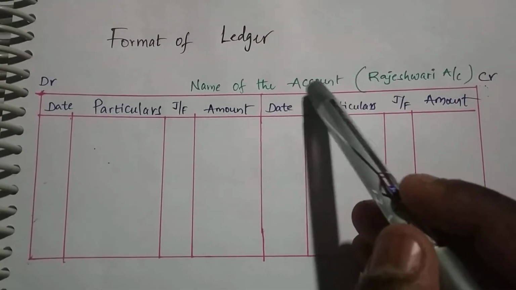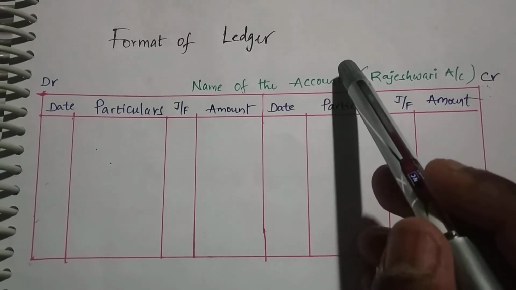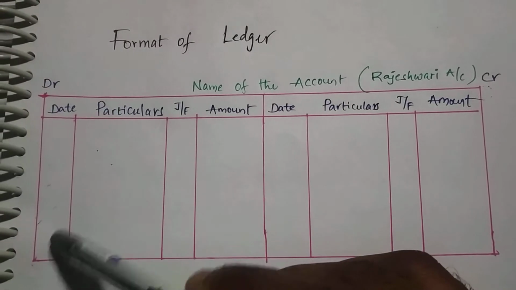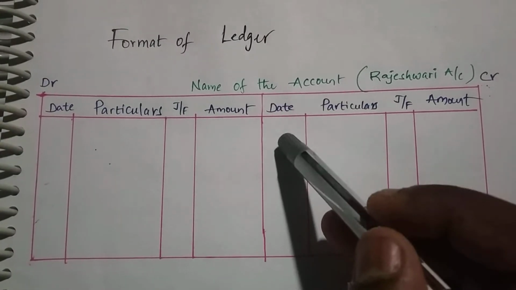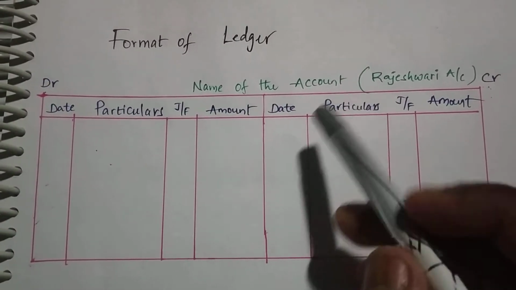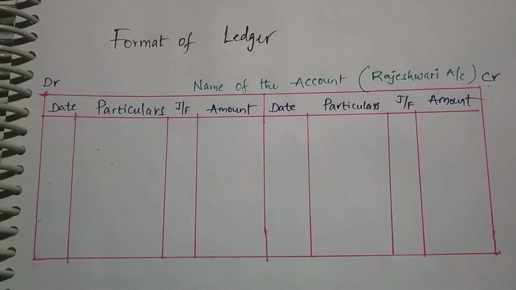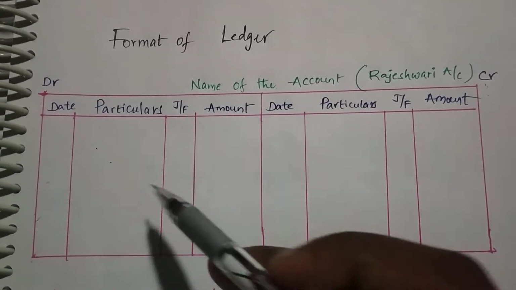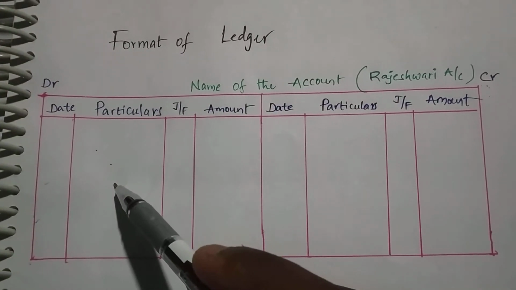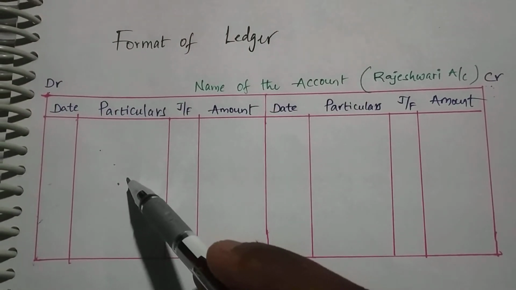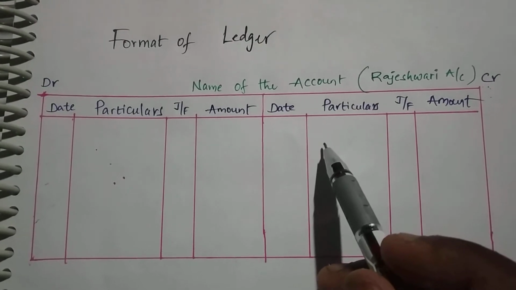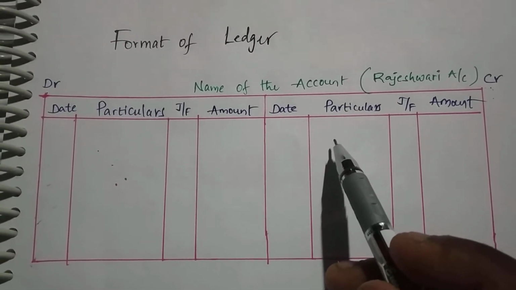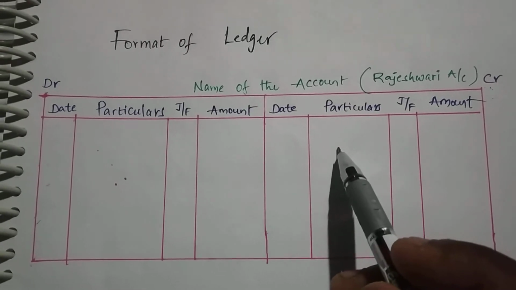The name of the account is mentioned at the top middle of the account. The date of the transaction is recorded in the date column, either on the debit side or the credit side. The word "To" is used before the accounts which appear on the debit side of an account in a particular column. Similarly, the word "By" is used before the accounts appearing on the credit side of an account in a particular column.